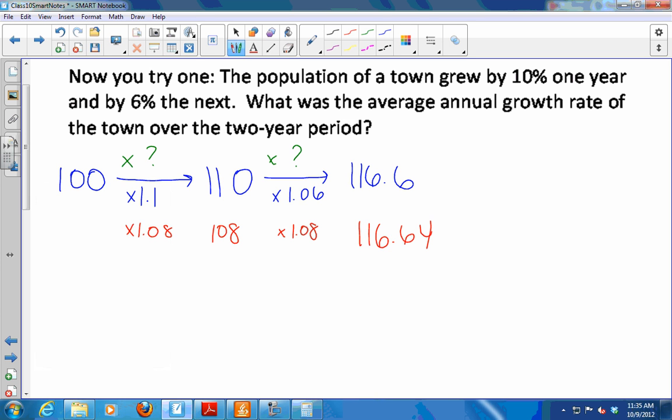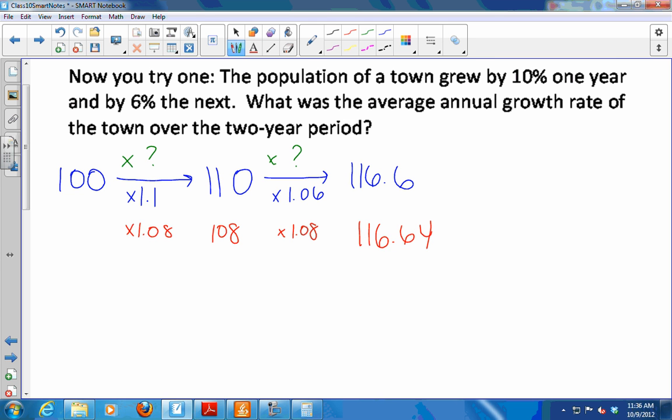When you do it with the square root, it comes out like 1.079, 8 or something. Yes, in the back. Why should I do that?